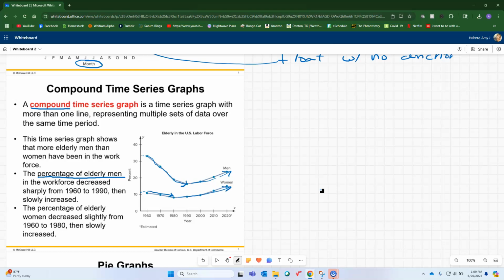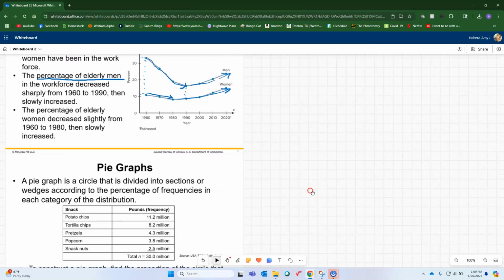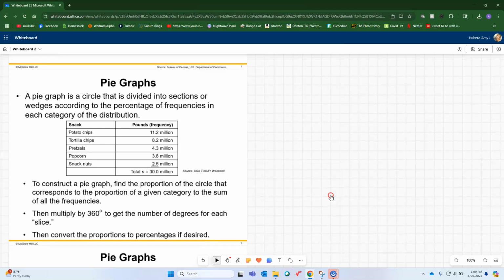And you can also talk about how far apart they are. So like in 1960, there was quite a big gap between the men and the women, but that closed up in 1990 to about the narrowest part, and then just kind of trended together after that. So from here to here is a lot less difference than there was in 1960. So it's a nice way to compare 2 pieces of data that are similar but not exactly the same.